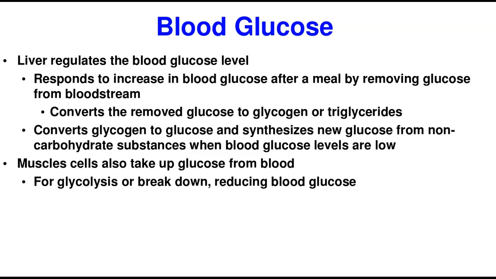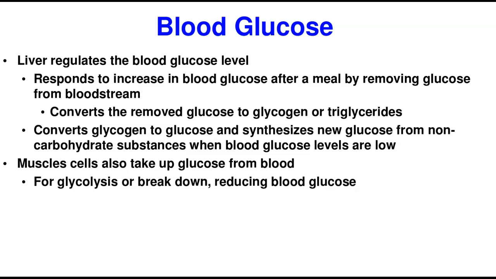The synthesis of glycogen from glucose is called glycogenesis, and that actually happens in the liver. We're going to talk about that when we look at the storage mechanisms of carbohydrate. When the blood glucose level is low, the liver can also convert glycogen back to glucose and synthesize new glucose molecules from non-carbohydrate substances in a process we call gluconeogenesis. So it depends on the condition of the blood glucose what the liver does at that point in time.